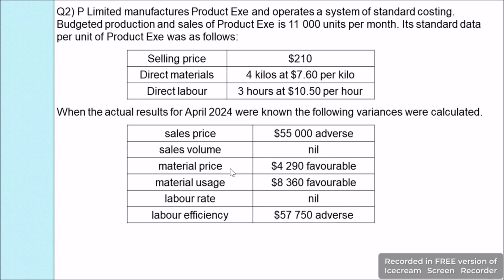Material price variance was $4,290 favorable. Material usage variance was $8,360 favorable. Labor rate variance was nil. Labor efficiency variance was $57,750 and this is adverse.